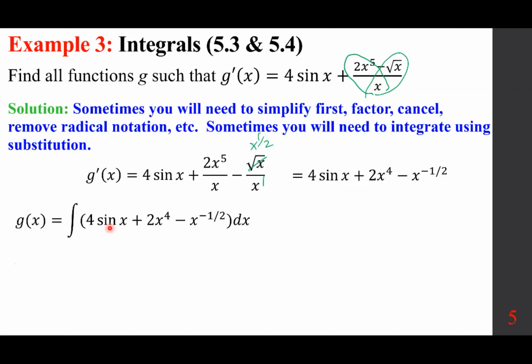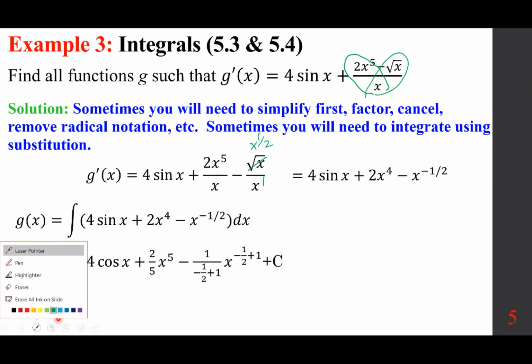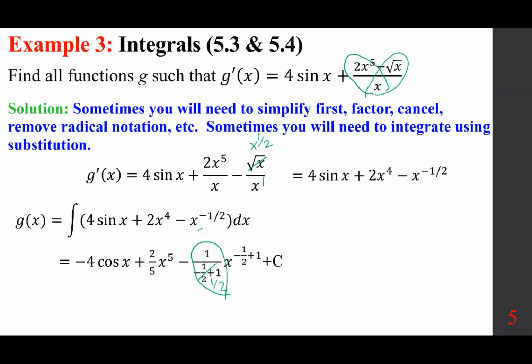integrate. The derivative of sine is cosine. The integral of sine is negative cosine. So it's minus 4 cosine x. 2 divided by 5 x to the power of 5. Minus 1 divided by negative 1/2 plus 1, x to the power of negative 1/2 plus 1, and a constant. So that's how you get this one. And again, 4, you change it to 5, you divide by 5. Now, this is 1/2, and this changes to 2, minus 2, x to the power of 1/2, which means square root of x.